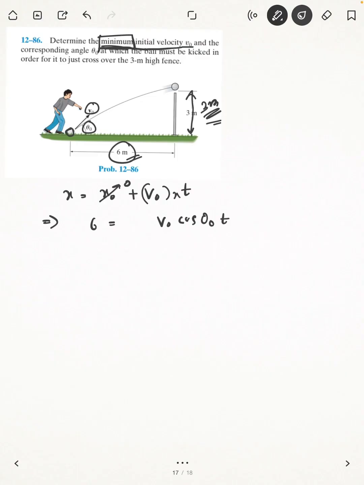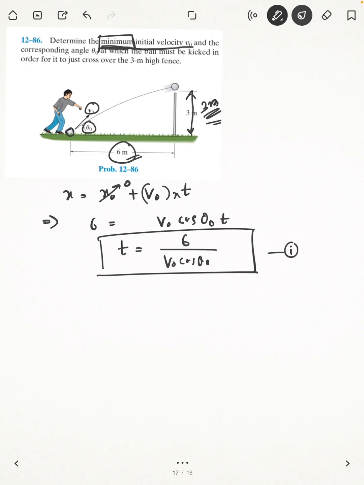Okay, that is your first equation. If you solve for t, that should be 6 divided by v naught cos theta naught. This is equation number 1. Now we know the vertical distance, that is the fence height, that is basically the 3.